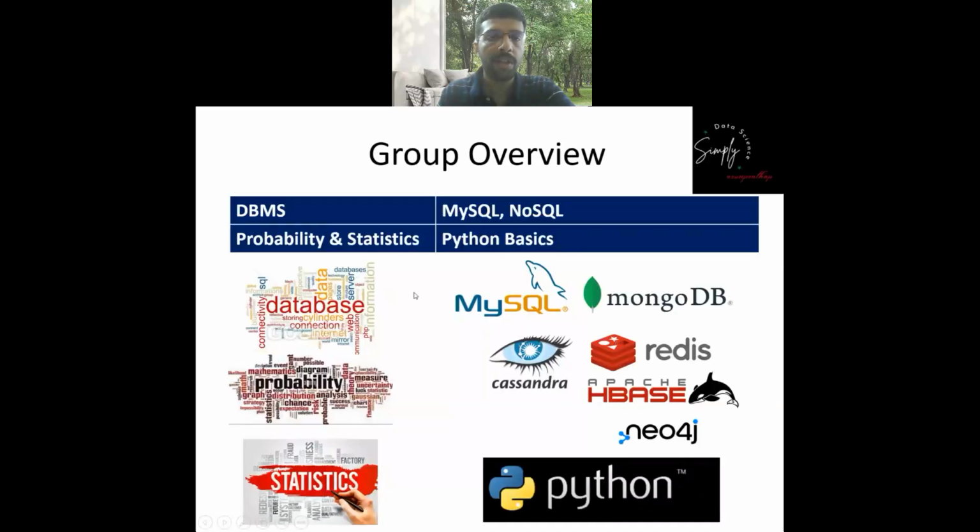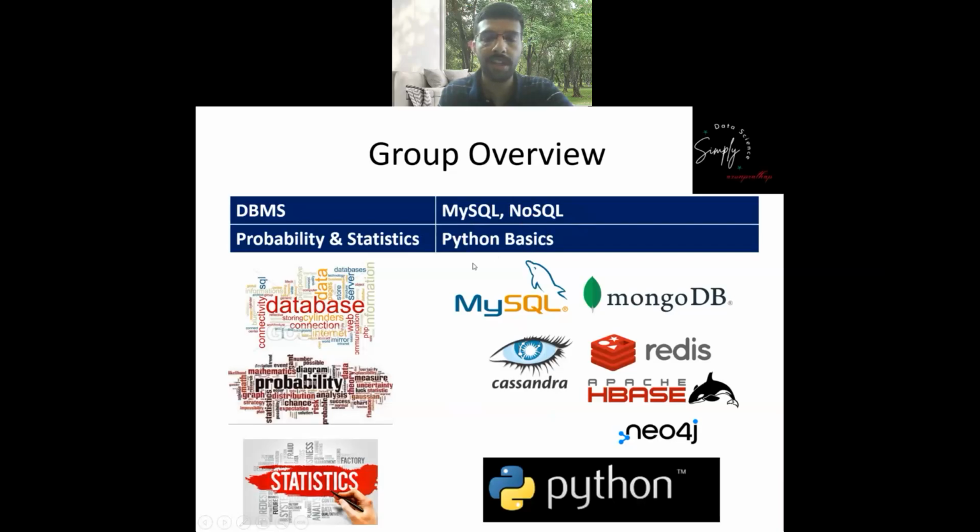So basically, we will be covering a set of topics: database management systems with MySQL as well as NoSQL databases, a few examples from each type, followed by theoretical aspects of probability and statistics, and a little bit of programming with Python. Mostly the basics we'll be covering in the first set.